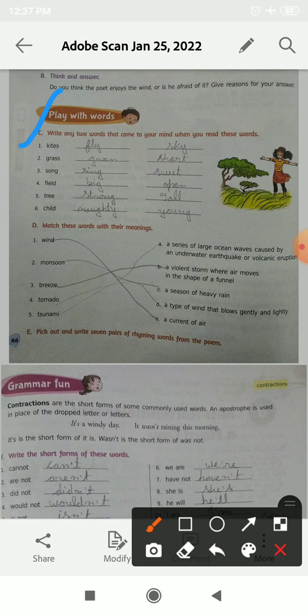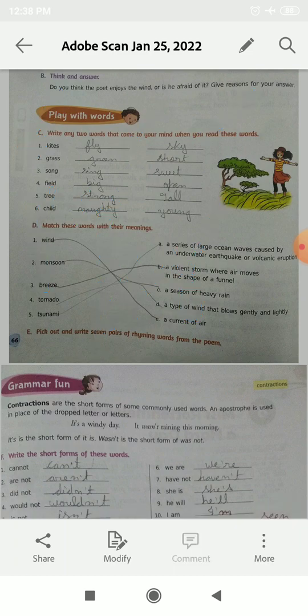Here the first word is kites. So you will write here fly and sky. This is the spelling of fly and sky.